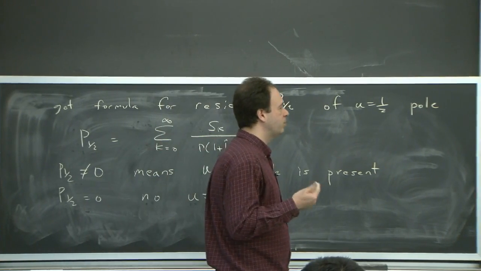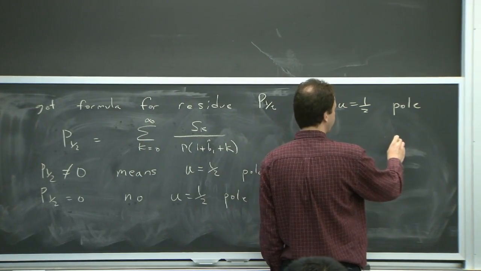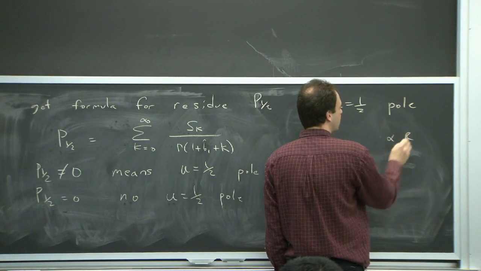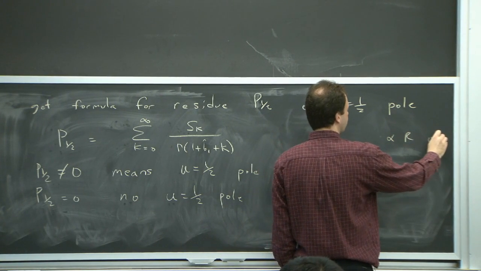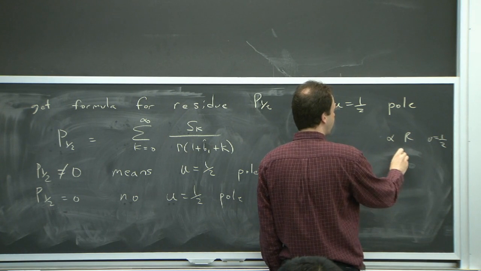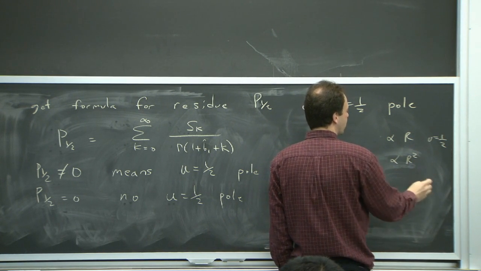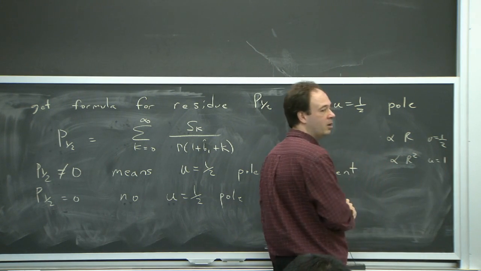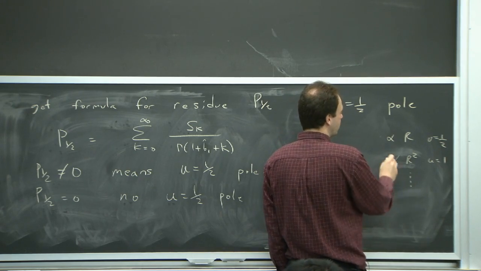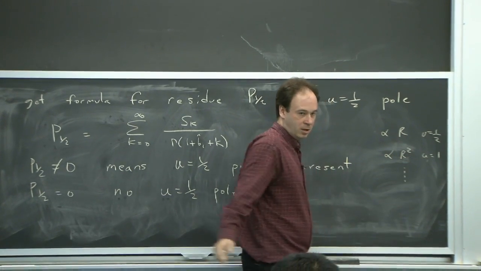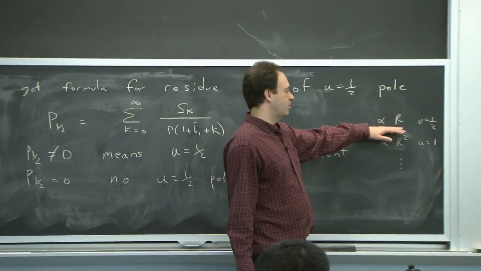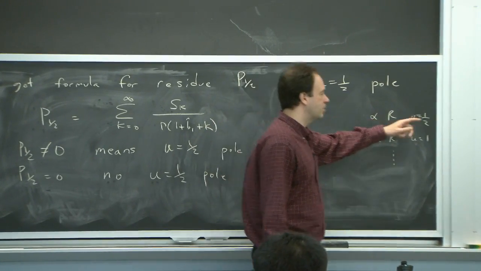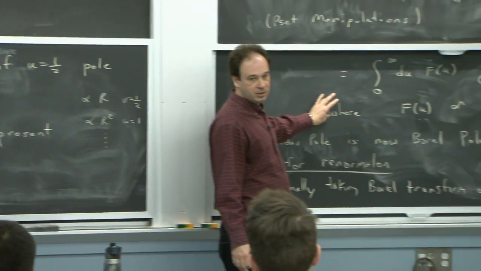And we had something that was proportional to R. That's for U equals a half. If you wanted to remove higher ones, you'd need terms proportional to R squared, for example, for U equals 1, et cetera. So we could have added more terms to do more, but we didn't. We just removed the problem at U equals a half, and that's why when we go through this, you only see a U equals a half pole.